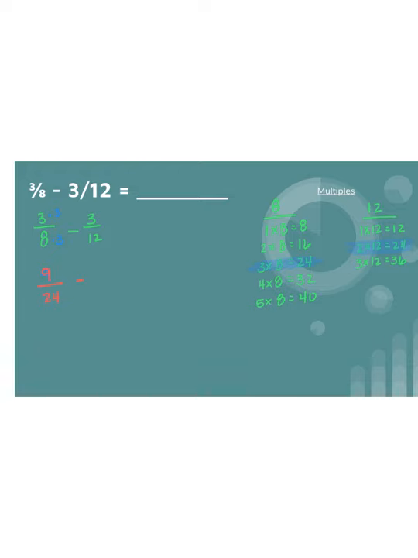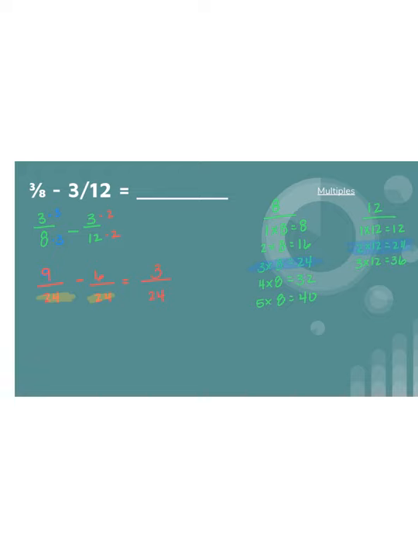So under my 12s column, I'm multiplying by 2. So 3 times 2 and 12 times 2. So 3 times 2 is 6, and 12 times 2 is that 24, okay? Well, because I'm adding and subtracting, and the bottoms are both 24, I can just go ahead and carry out my 24 right here. Okay, and then 9 minus 6 is 3. So I have 3 over 24.